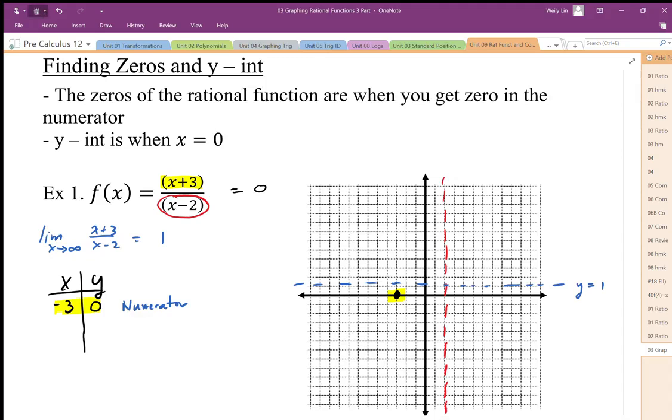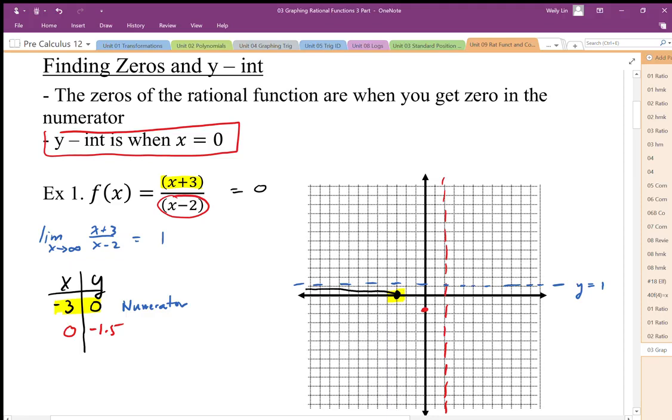The other coordinate we're going to use is the y-intercept. The y-intercept is when x is equal to 0. So when I plug in x is 0, I can just substitute x is 0 and calculate. What's left over is 3 divided by -2. That's going to be -1.5. So 0, -1.5 represents my y-intercept, and I can then sketch my basic rational function through those points.